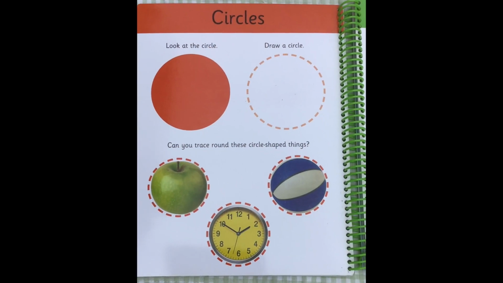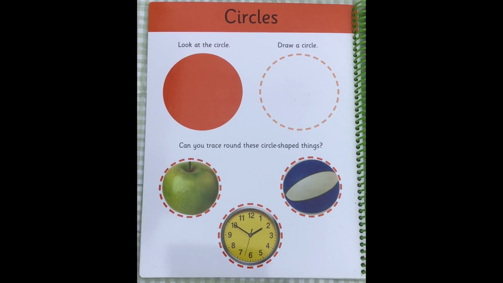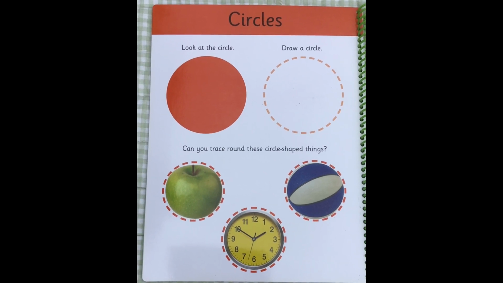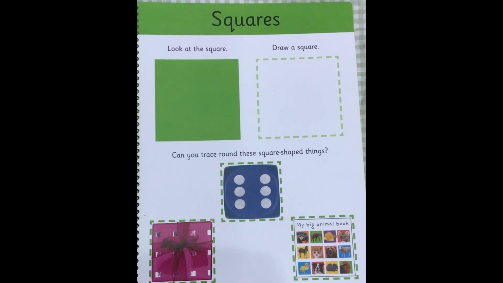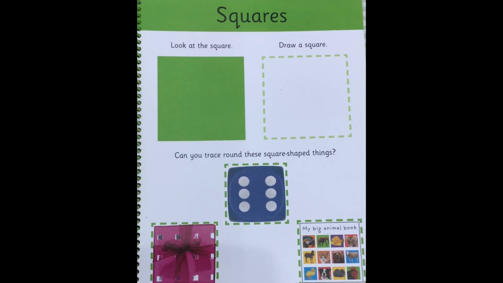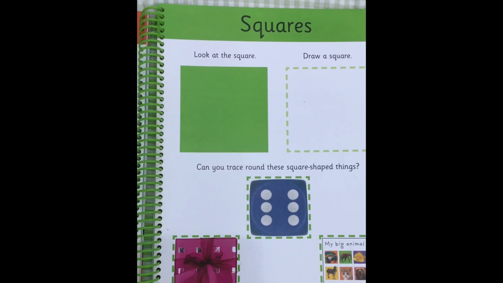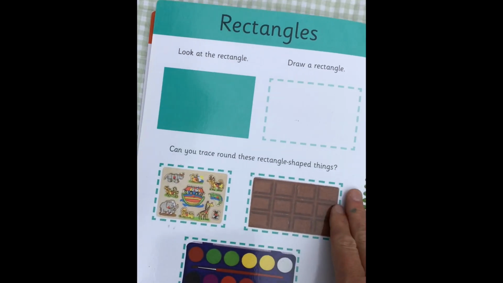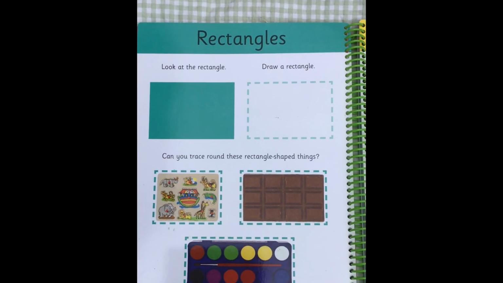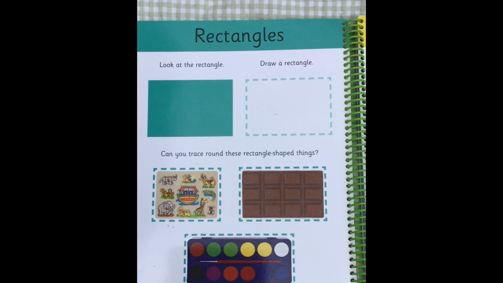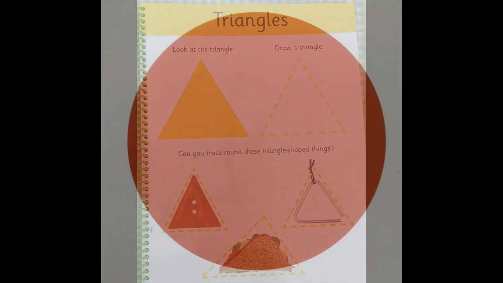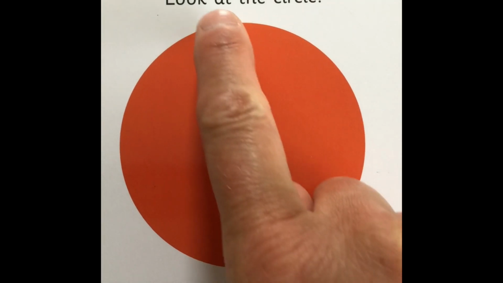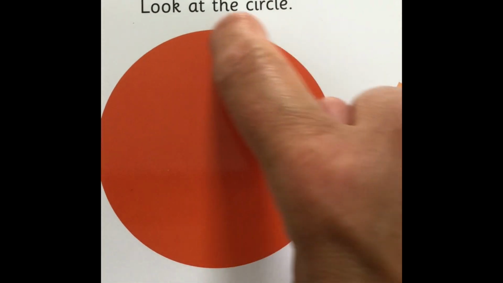The flat shapes that we'll be looking at are, what are these? Circles, that's right. We'll be looking at circles, and do you know the name of these shapes? Squares, brilliant. So circles and squares, and rectangles and triangles. So this here is a circle, and a circle has one curved side.